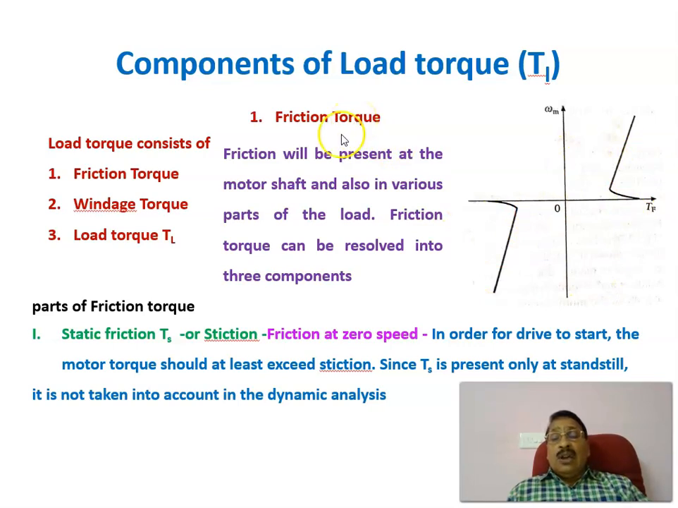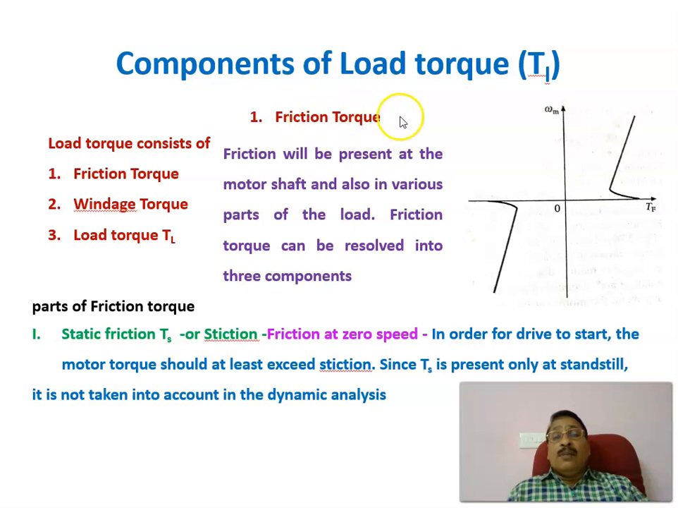The first component is called static friction, TS, or stiction. That is the friction at zero speed. In order for the drive to start, the motor torque should at least exceed the stiction, or this static friction, since TS is present only at standstill. Therefore, during dynamic operation, stiction is absent. Only during the starting period will the static friction be present.